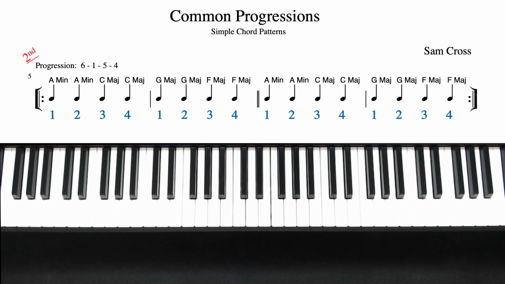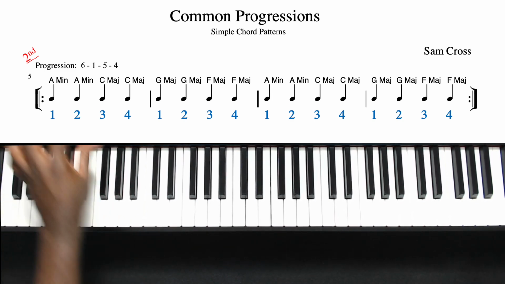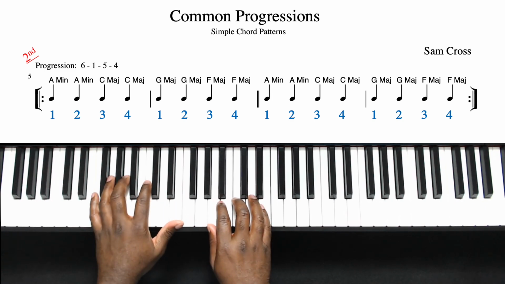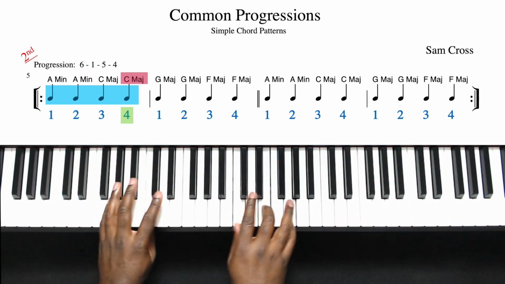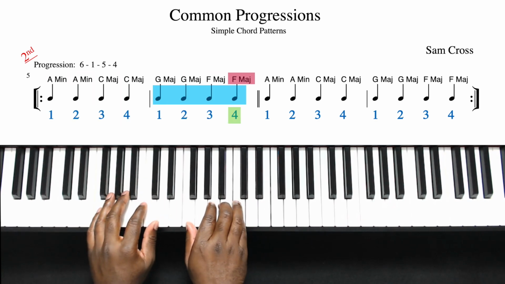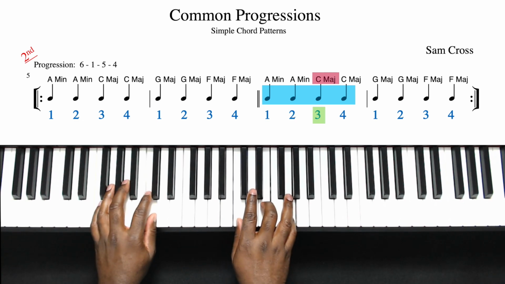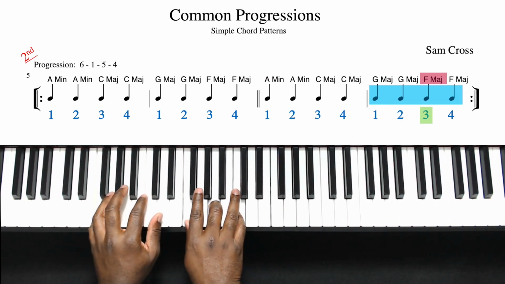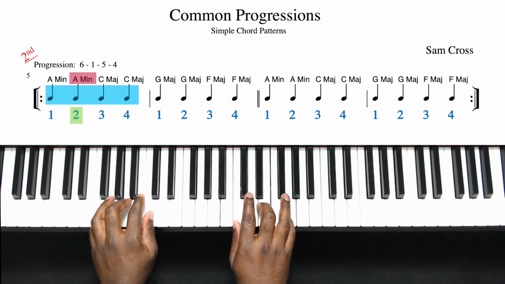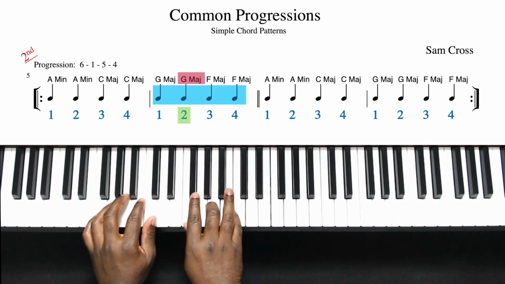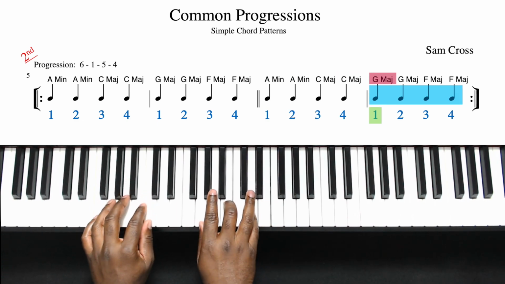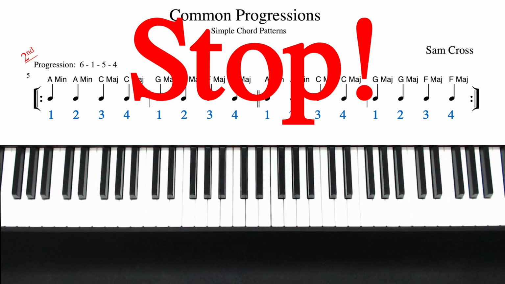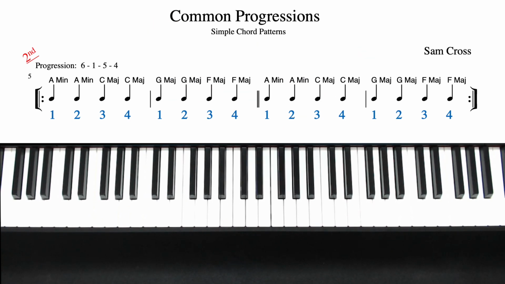So again, a 6-1-5-4 progression. Here we go, 80 beats per minute. And 1, 2, ready, begin. Repeat it. That's it, guys. 6-1-5-4 chord progression.